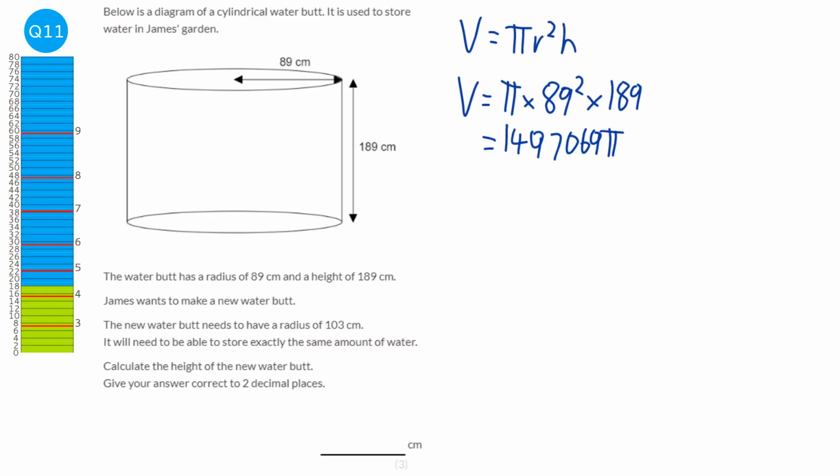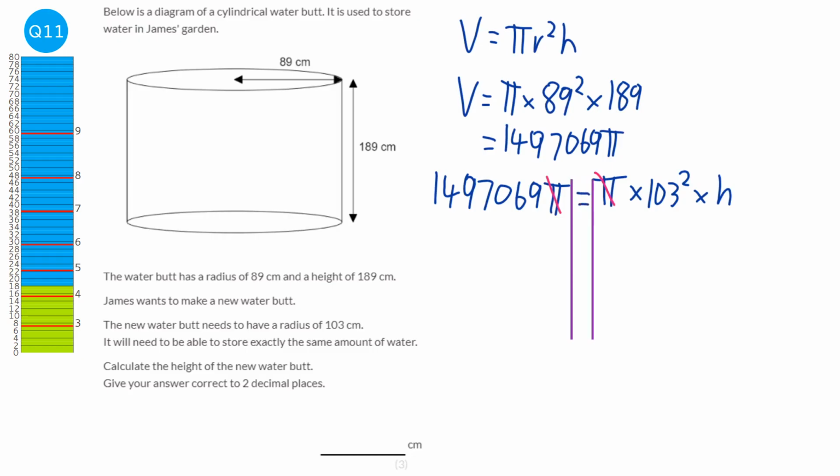Now, what we want is we want the volume to stay the same, so we're going to keep that as the volume, 1497,069 pi. But we want the radius to change. So instead of the radius being 89, we want the radius to be 103. So times 103 squared, and we're trying to work out what the height is. Okay, so first thing we can do actually is just cross off the pi's from both sides. We don't really need them at all.